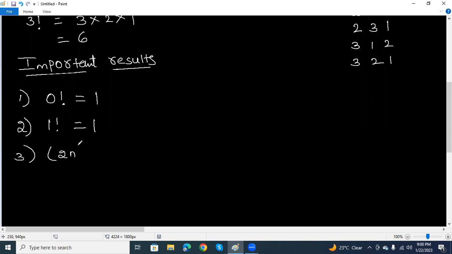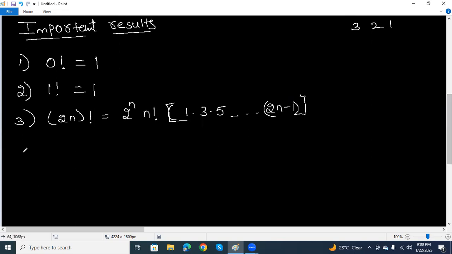Next, what is the 2n factorial formula? 2 power n into n factorial into 1 into 3 into 5, and so on, all odd numbers up to 2n minus 1. This is 2n factorial.